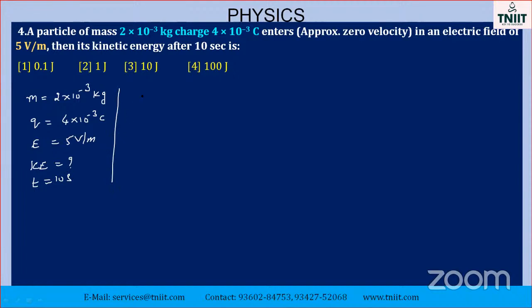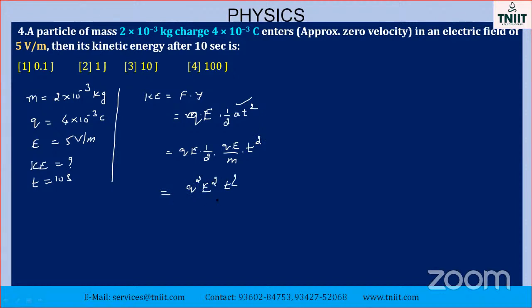Look at the concept here. You know that kinetic energy is nothing but the work done. Work done is force into displacement. Force is Q into E in electric field. Displacement is given by half a T squared. QE, half into acceleration is given by force by mass. So you can take it as QE by m into T squared. So this clearly tells Q squared E squared T squared divided by 2m. So this is the formula for the kinetic energy for the given data.